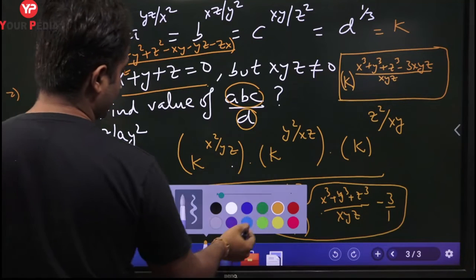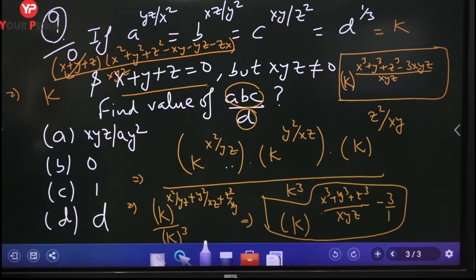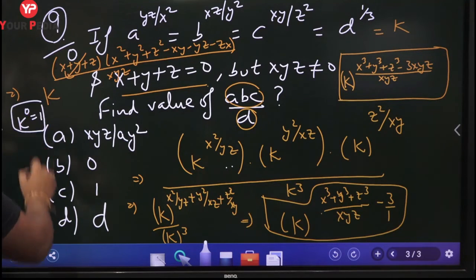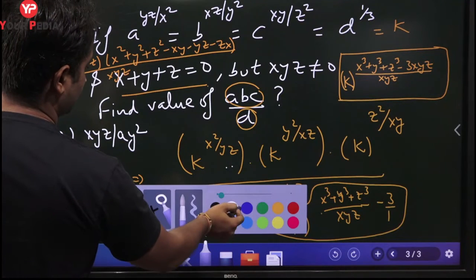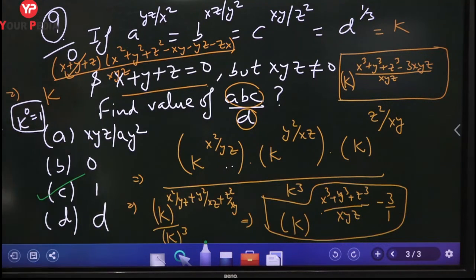So it is 0, and something raised to power 0, 0 into something, so that is 0. So k power 0, what will it be? 1. Yes, so that would be 1. So I think this must be clear.